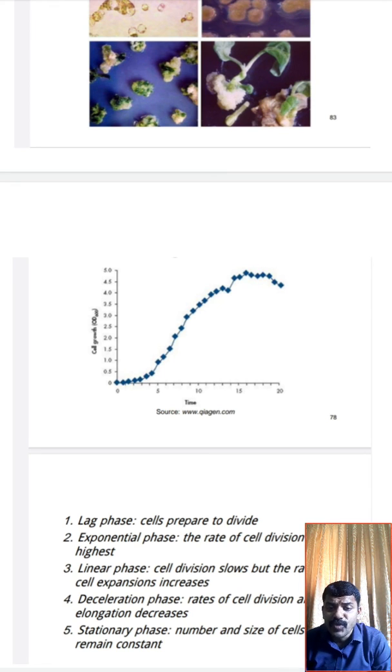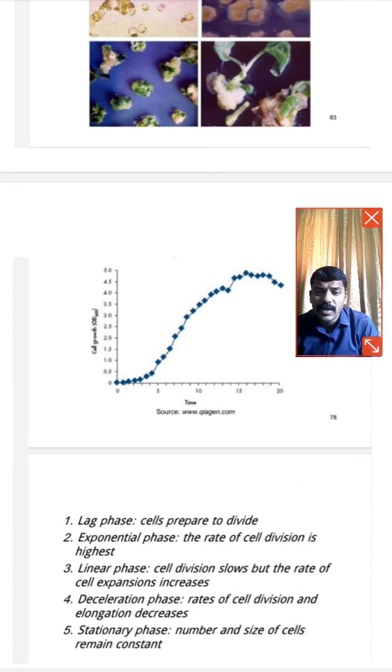Then exponential phase: the rate of cell division is highest. Very speedily new cells divide, again divide, redivide, and there is huge growth, a good number of cells in the Erlenmeyer flask or in the solid, that is in the callus. Third is linear phase. Cell division slows, but the rate of cell expansion increases. Then there is the fourth phase, deceleration phase. The rate of cell division and elongation decreases. There is no more formation of new cells.